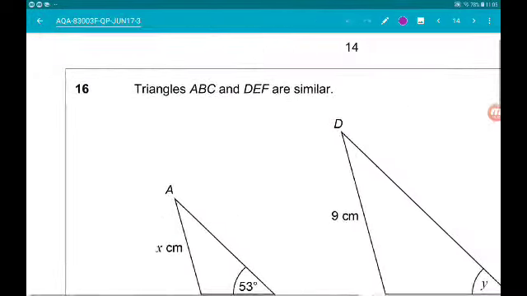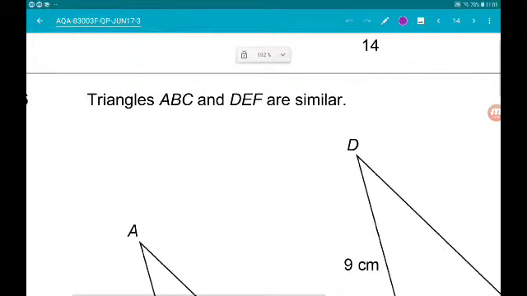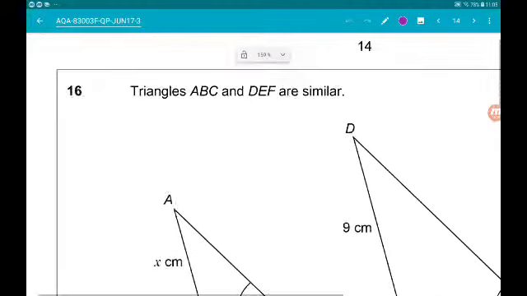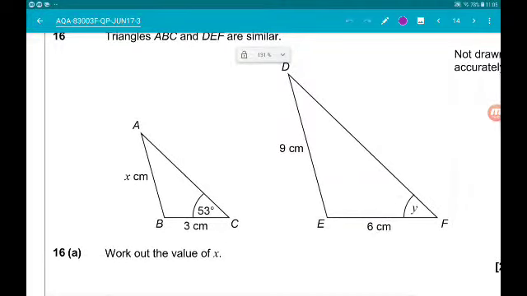Okay, question 16. Triangles ABC and DEF are similar. That means corresponding angles inside the triangles are the same. The sides are connected by a number called a scale factor. Now you get the scale factor by dividing a big length by the corresponding small length.